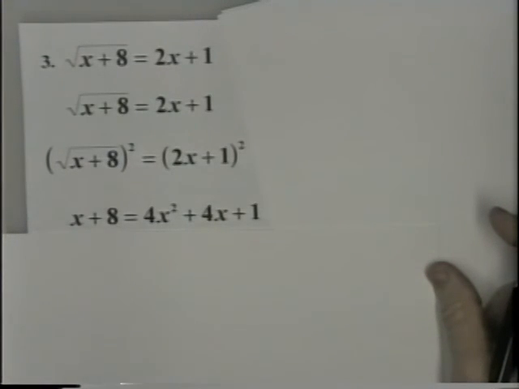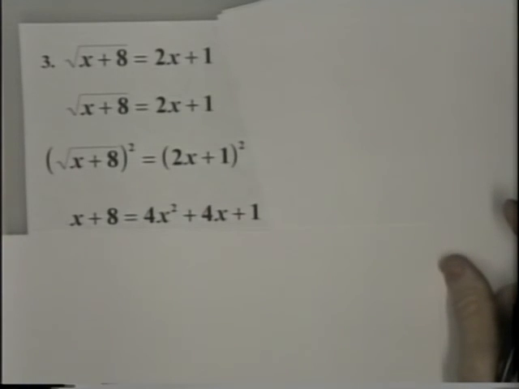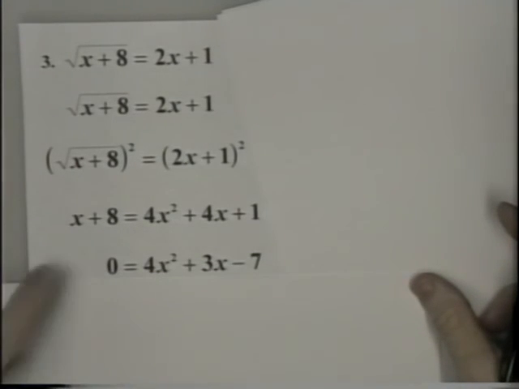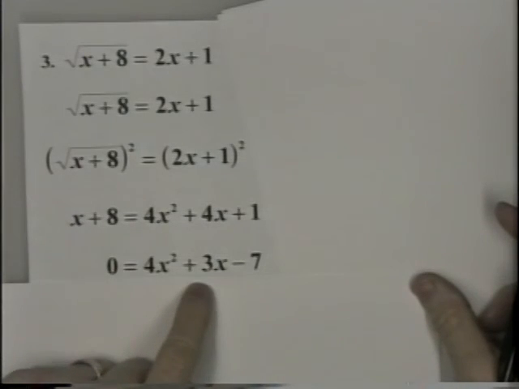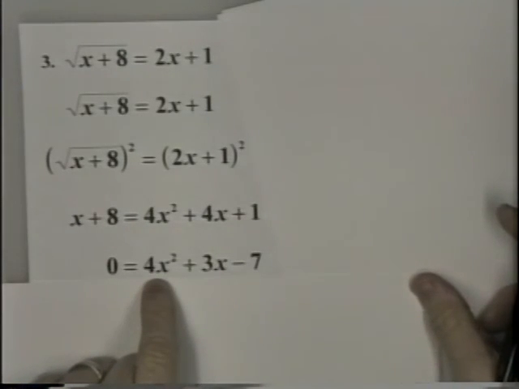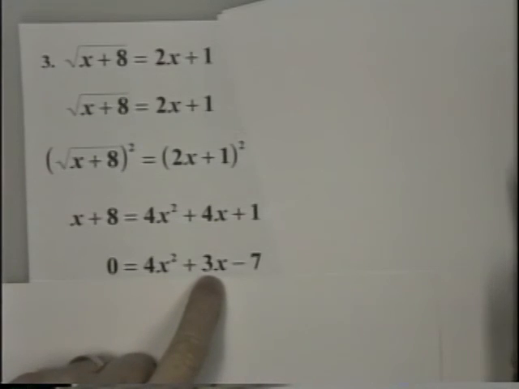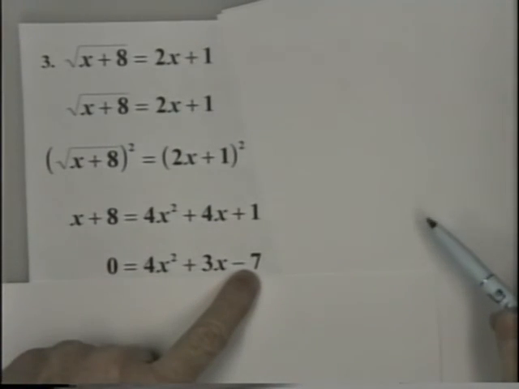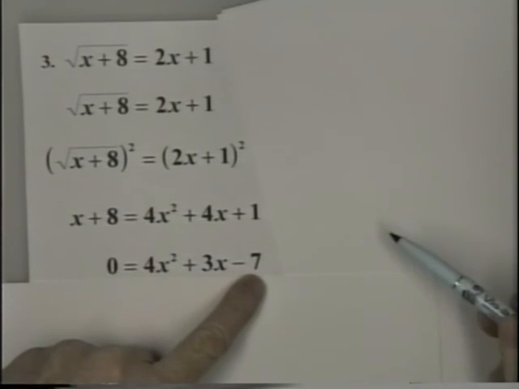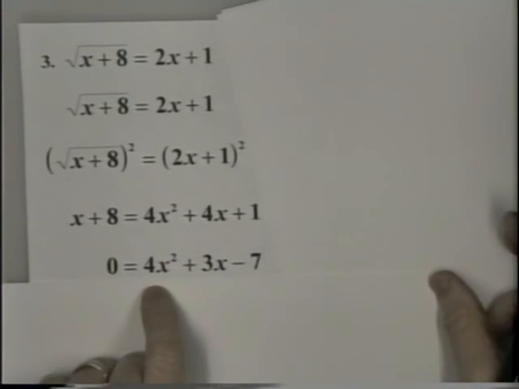Well, you should recognize again a quadratic equation. So first thing we want to do is set it equal to 0. The left side is convenient to be 0. We move everything else over to the right. That'll give us 4x squared plus 3x, taking away x from both sides, and subtracting 8 from both sides, we get minus 7.